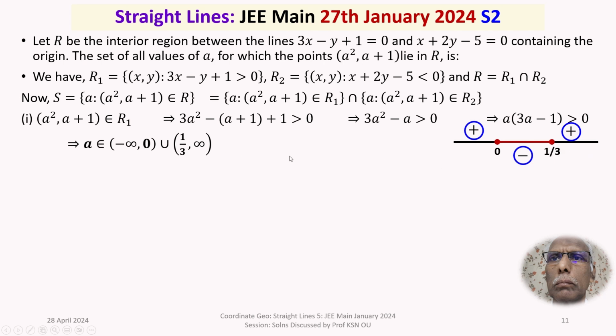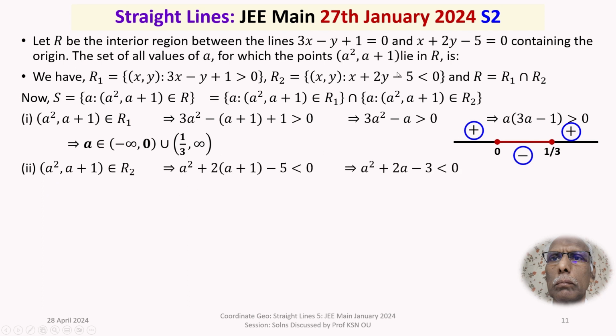Okay, no problem. Second, (a square, a plus 1) belongs to R2 means the inequality x plus 2y minus 5 less than 0. So x is a square, plus 2 into (a plus 1), minus 5 less than 0. Simplify: a square plus 2a minus 3 less than 0. Factorization: (a plus 3) multiplied by (a minus 1) less than 0. Then a belongs to the open interval minus 3 to 1.